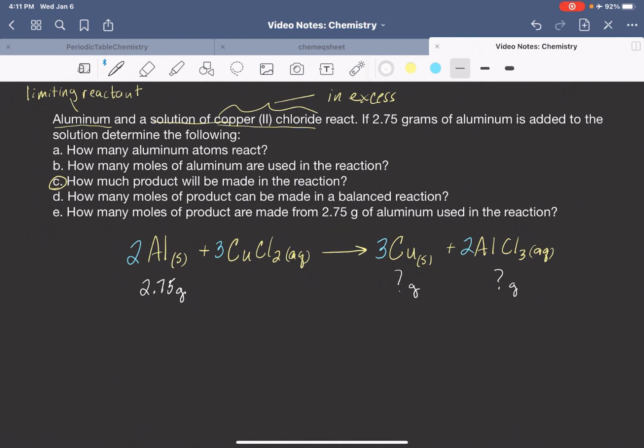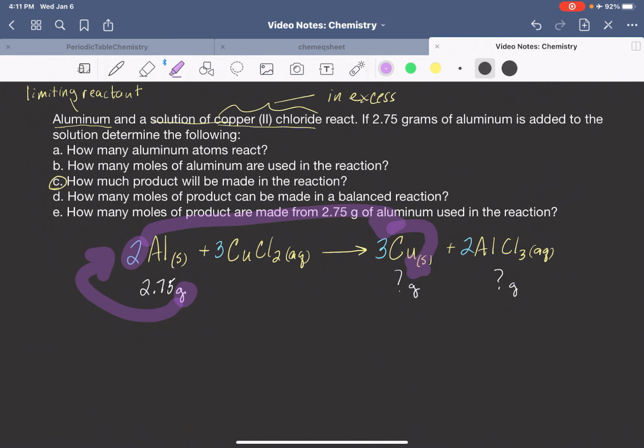This is what you have to do to evaluate or to figure out the problem, to determine the problem. We're going to go from grams to moles. We're going to go gram to mole to mole, and then mole to gram. All right? So notice I followed a pattern.